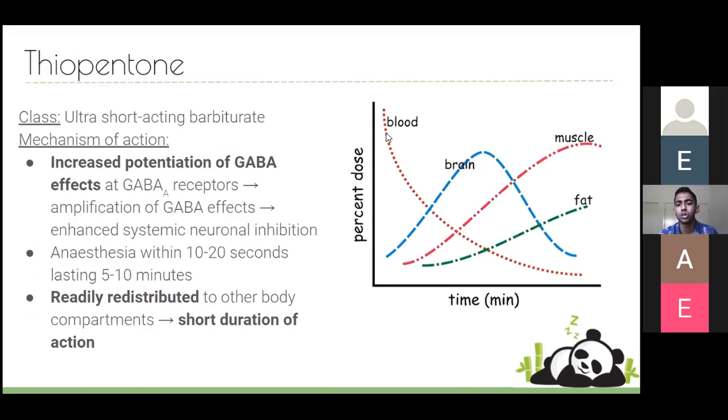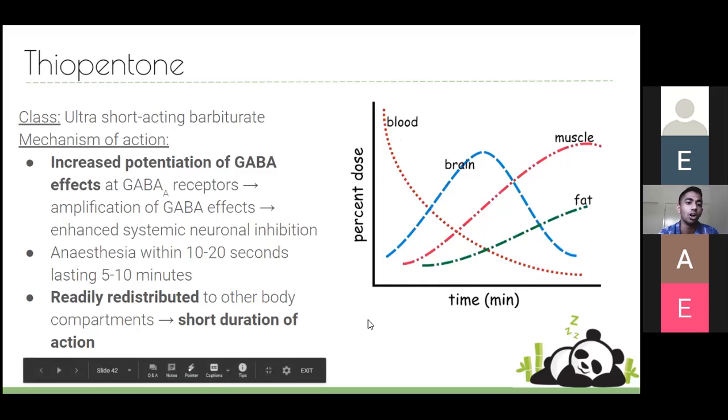So as its concentration decreases in the blood, you can see that it's increasing in the brain, increasing in muscle tissue, and increasing in fat. And so that's going to be the cause of its short duration of action rather than it actually being metabolized by certain enzymes or whatnot.